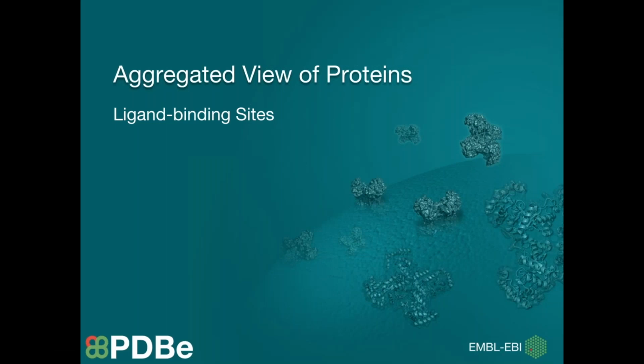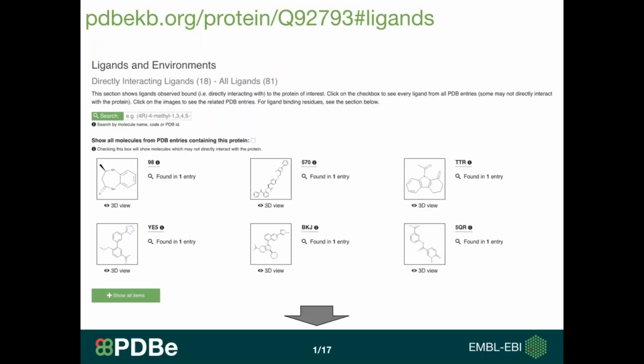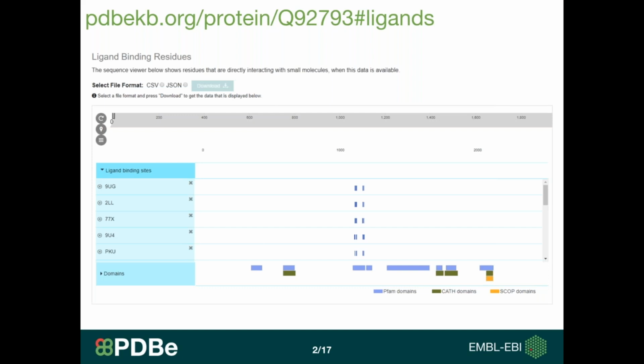On the protein-centric pages, we have a section dedicated for ligand binding sites and ligands that are observed to be interacting with the protein of interest. This section is made of two main parts. At the top, we have a gallery, and underneath that, again, we have a ProtVista sequence feature viewer.